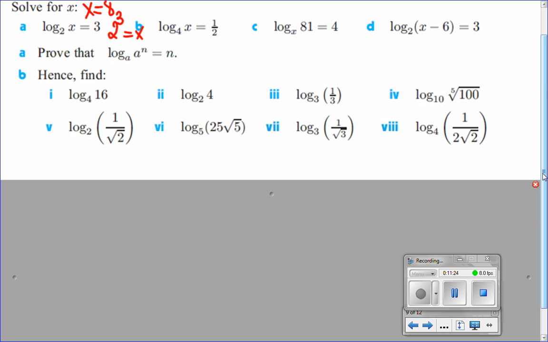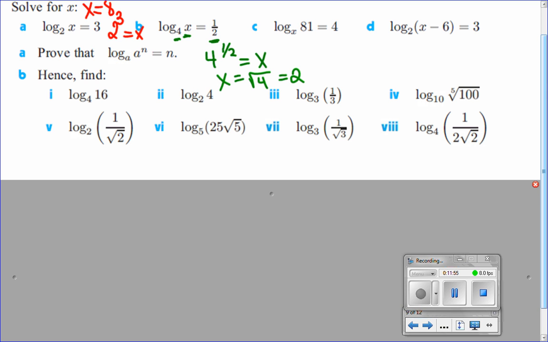For letter B, again, we can write this in exponential form. So we've got our base of 4 to the power of 1/2 is equal to x. So 4 to the 1/2 equals x. Remember, 4 to the 1/2 is the same as the square root. So x is going to be equal to the square root of 4, which is equal to 2. So x equals 2.